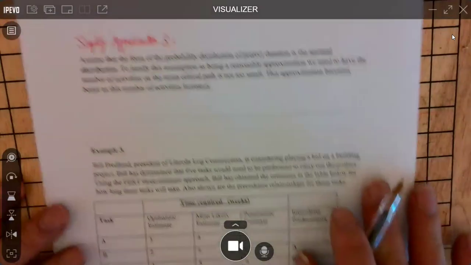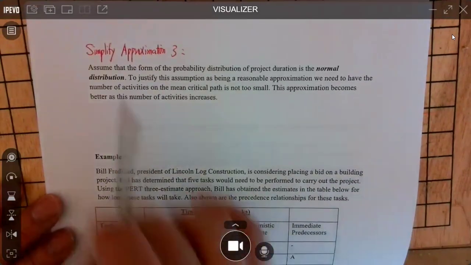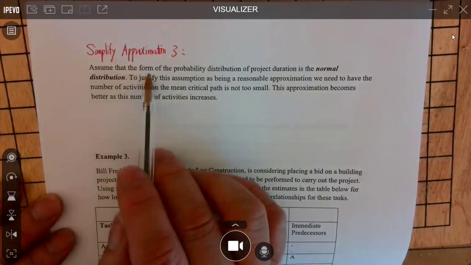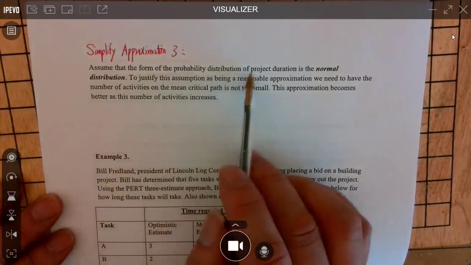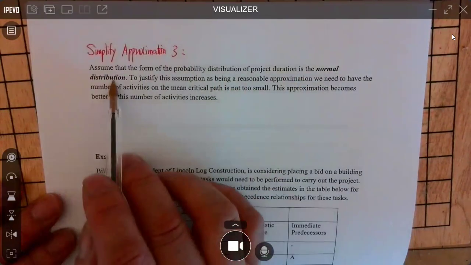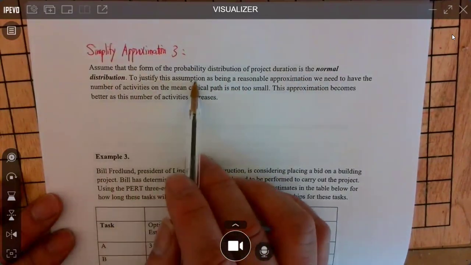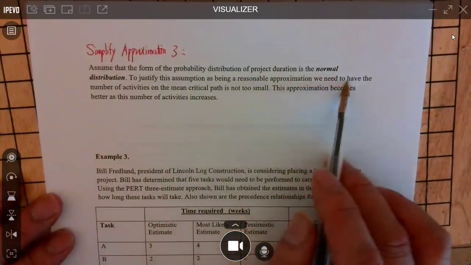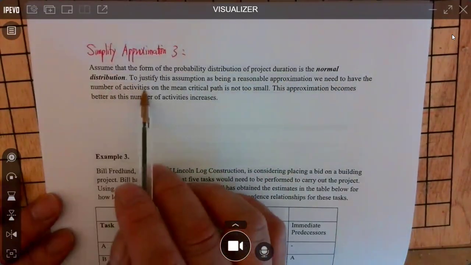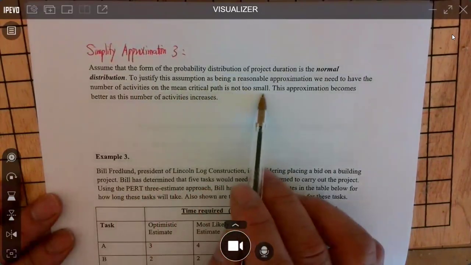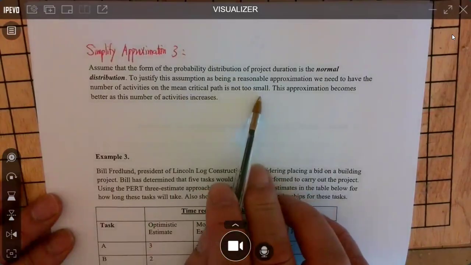Okay, let's look at the last one, simplifying approximation 3. Assume that the form of the probability distribution of project duration is normally distributed. To justify this assumption as being a reasonable approximation, we need to have the number of activities on the mean critical path not too small. So we can apply the central limit theorem.